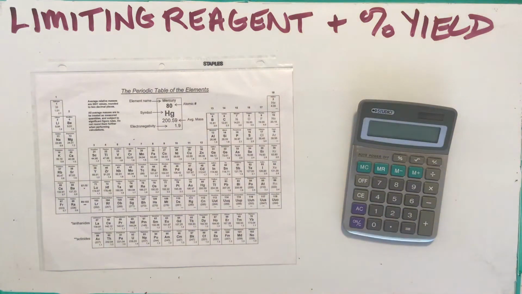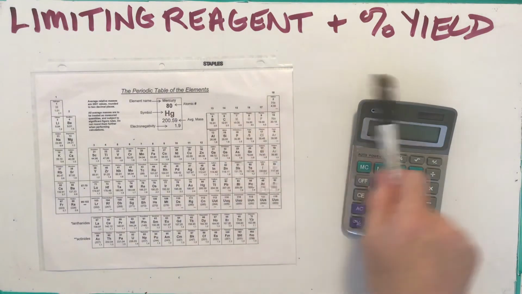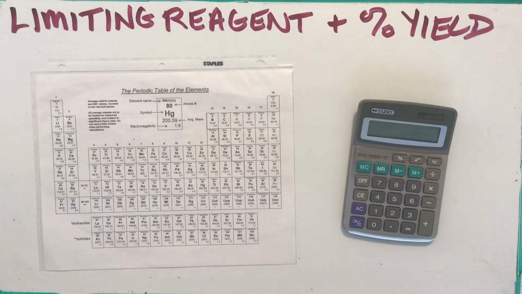All right, Chem 11. Today I'm going to be going over some problems from the handout, limiting reagent and percent yield problems. The worksheet is on your D2L site for the class.